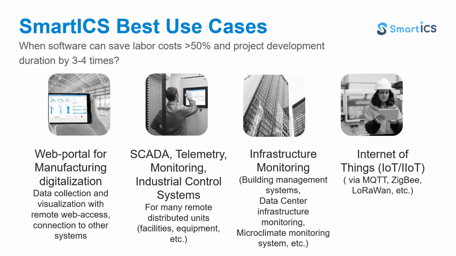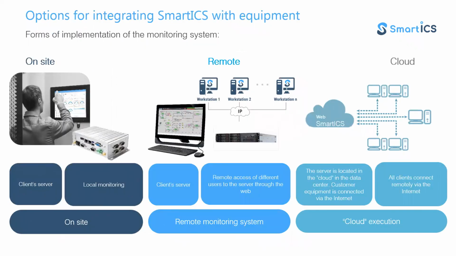As you know, Smart ICS is suitable for different purposes in different areas and industries, as well as different use cases. It could be used as a traditional SCADA platform, a web portal, an IoT solution, or infrastructure monitoring solution for smart buildings and smart cities. Also crucial to note is that Smart ICS can be used for different architectures with server on premises, or remotely located servers or cloud-based solution.